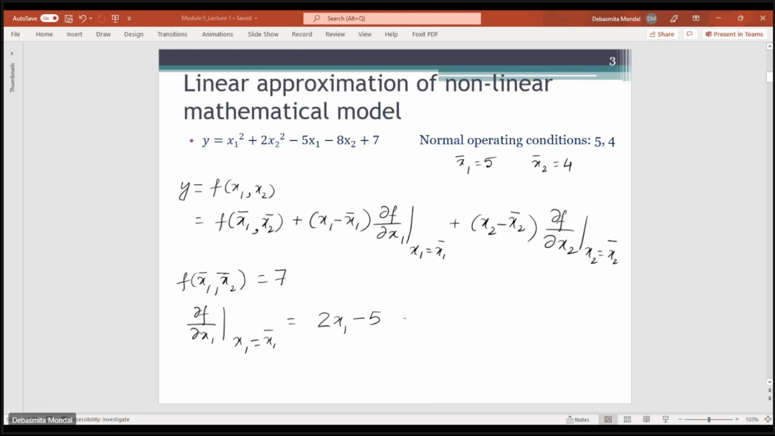So that means here you will have the expression only in terms of x1. So you will substitute x1 as, what is the value of x1 bar? 5. So that means it will come as 5. Similarly, delta f by delta x2, what will be this expression? Ma'am, 4x2 minus 8. 4x2 minus 8. So this will be equal to 8. So then what will be your final expression?